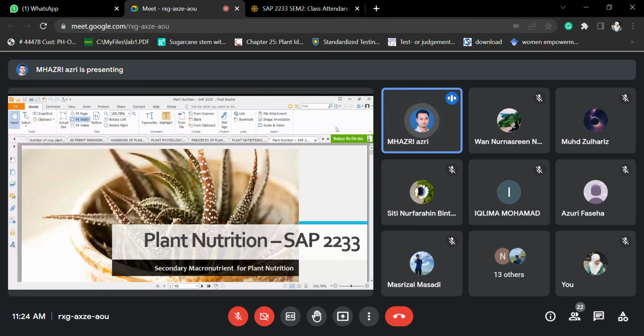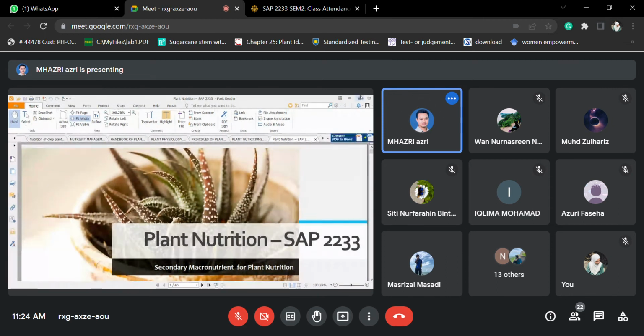Awak semua boleh dengar suara saya ya? Boleh kita sambung? Boleh, boleh, doktor.